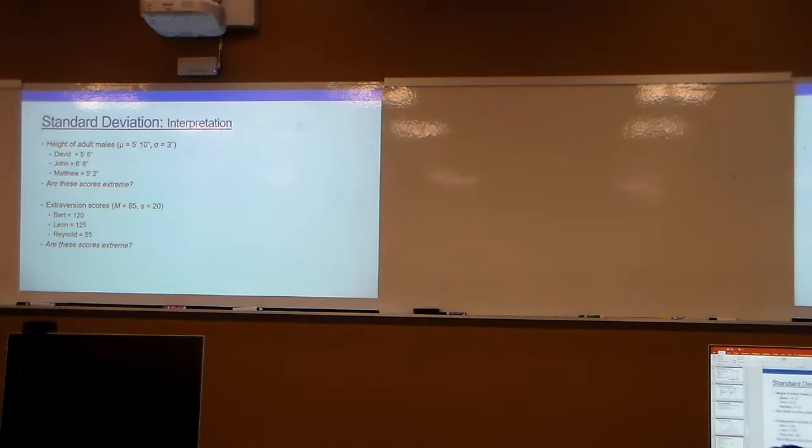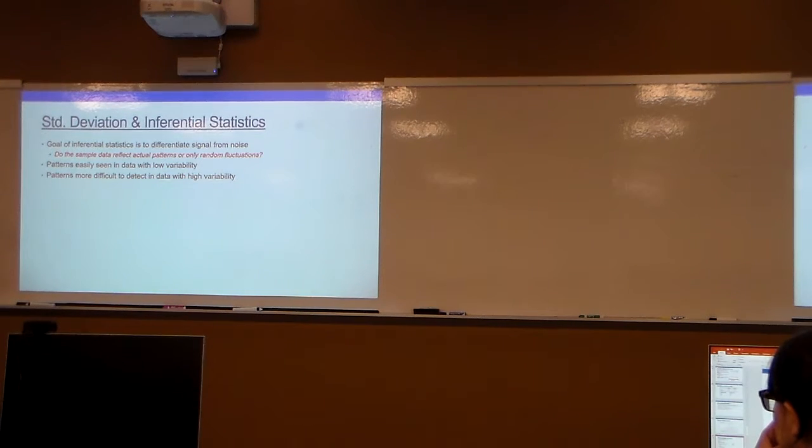We can do the same exercise with, say, extroversion scores here. If we've got a measure with a population mean of 85 and a standard deviation of 20, here we've got something getting close to 2 standard deviations above the mean, so that's a pretty high level of extroversion. This is even higher; that's pretty low. We can draw meaningful inference about these scores if we know something about the population parameters.